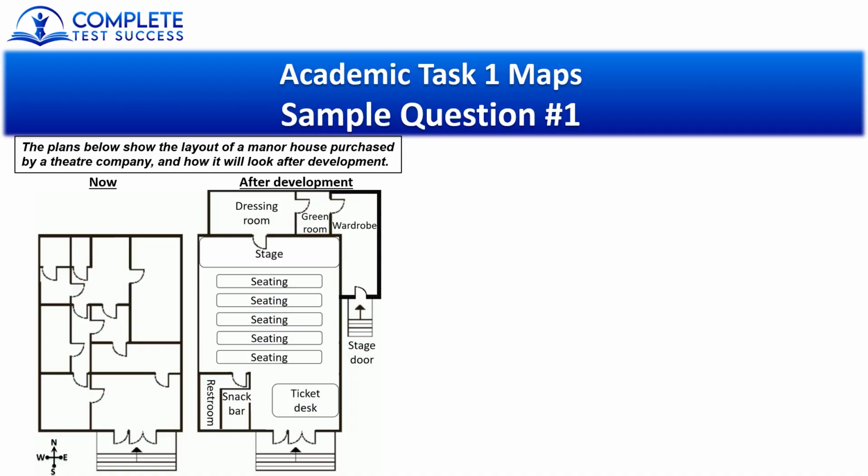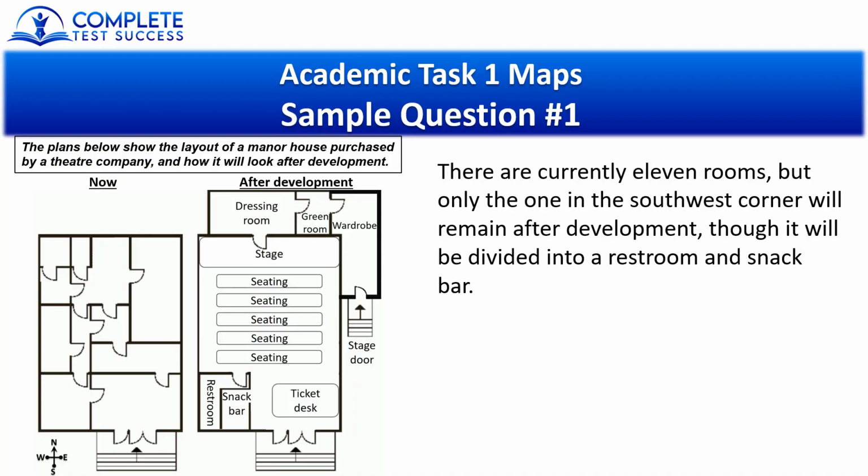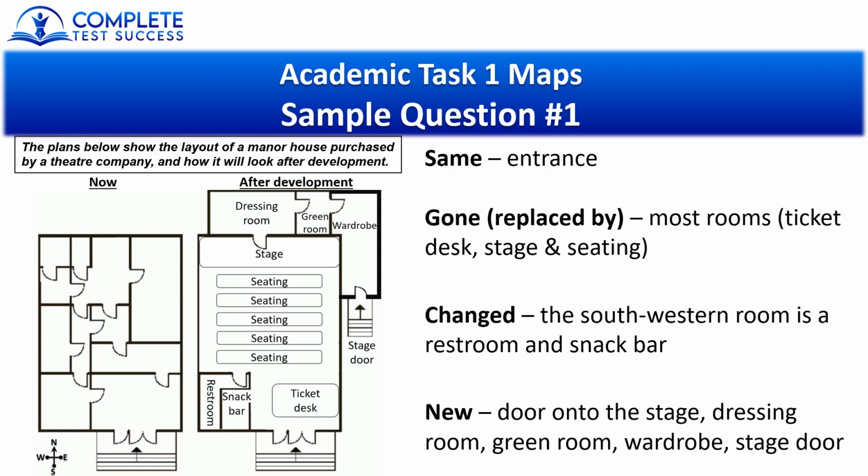So here's the first one. There are currently 11 rooms, but only the one in the southwest corner will remain after development, though it will be divided into a restroom and snack bar. You'll remember earlier I said we can cross off the items on our list as we write about them, just to make sure that we've actually covered everything. So on my list, I will just cross off these two, and I will continue to do so until they're all crossed off.